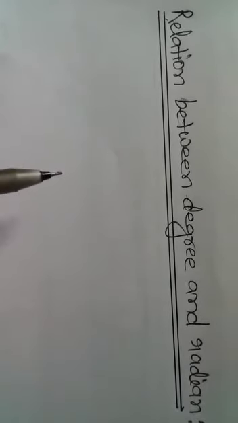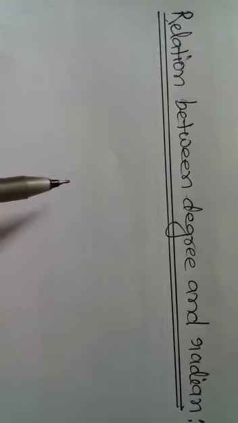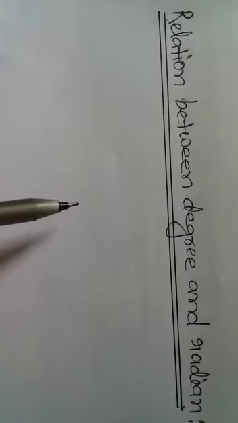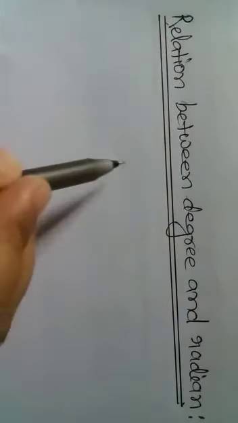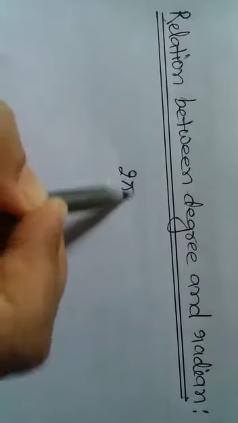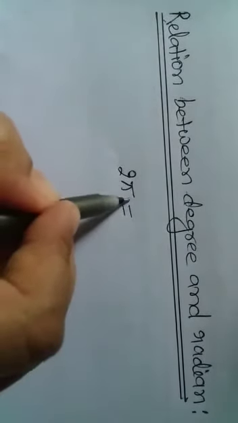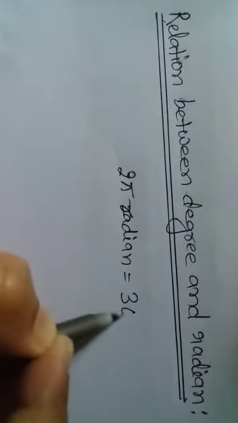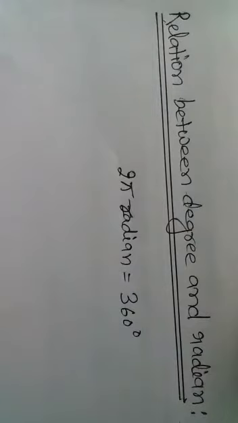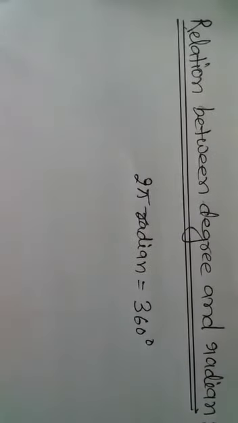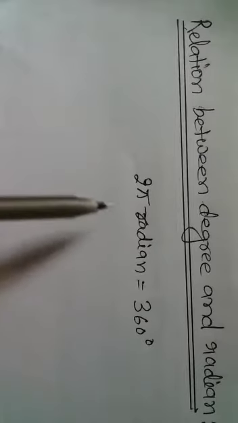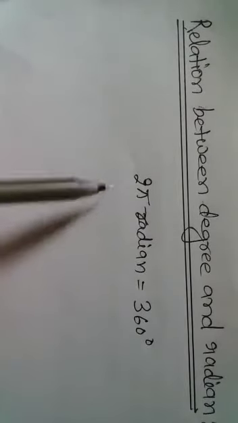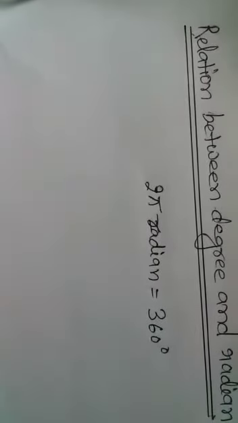See, we know that a circle subtends at the center an angle whose radian measure is 2 pi and whose degree measure is 360 degree. So it means that 2 pi radian is equal to 360 degree. Why? Because a circle subtends at the center an angle whose radian measure is 2 pi and its degree measure is 360 degree. So we can say that 2 pi radian is equal to 360 degree.